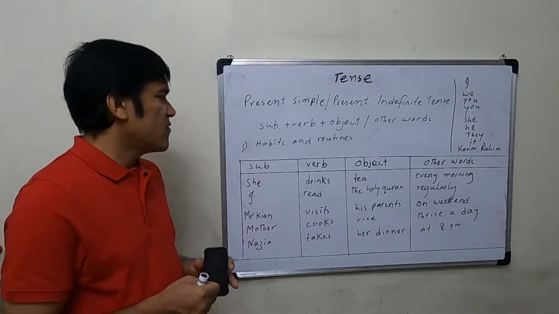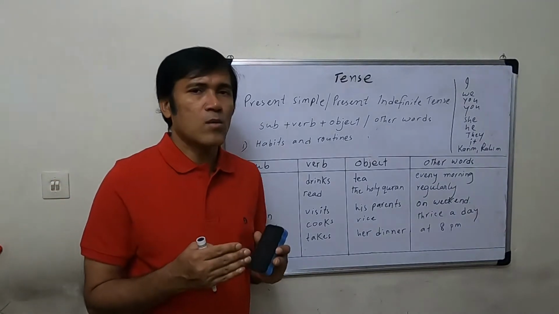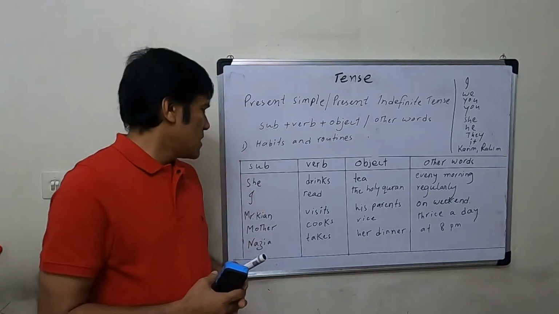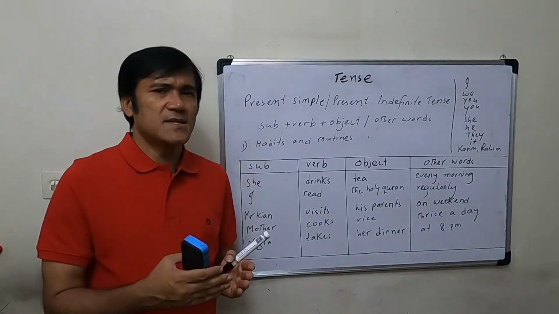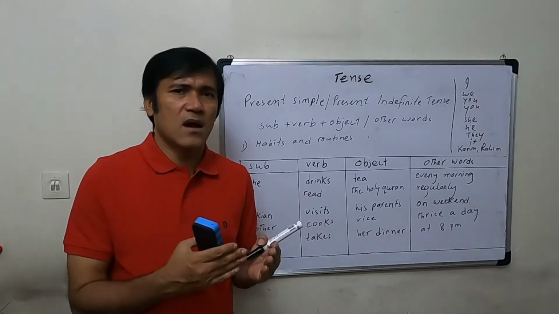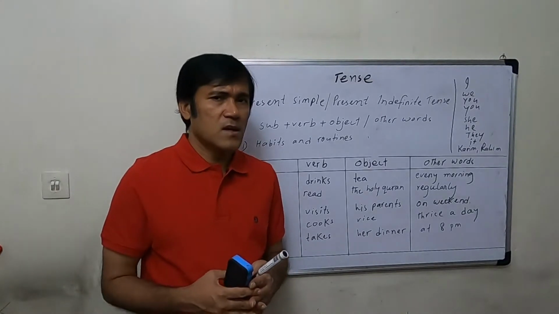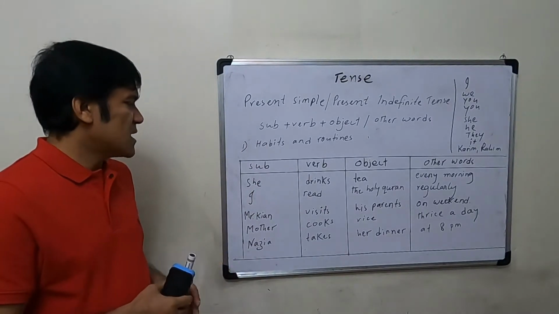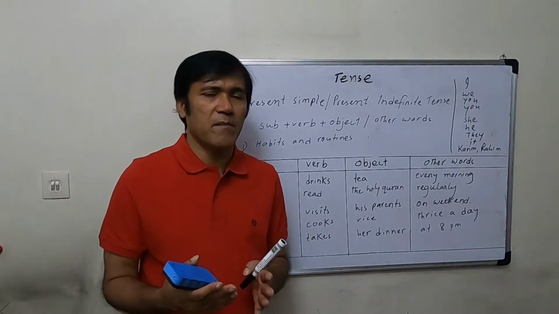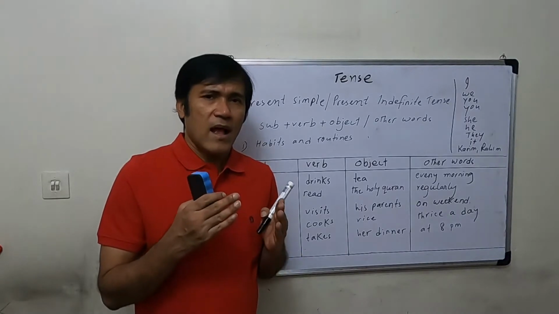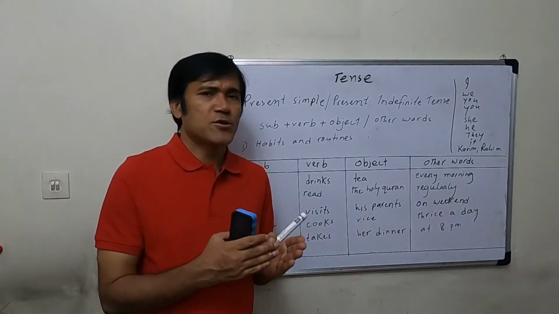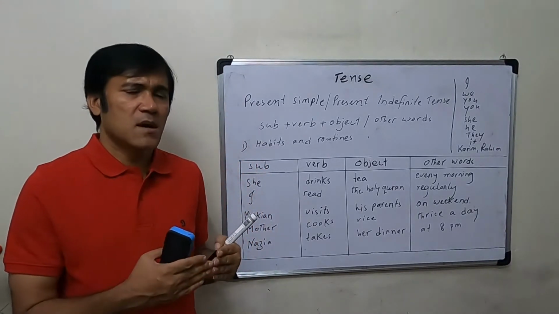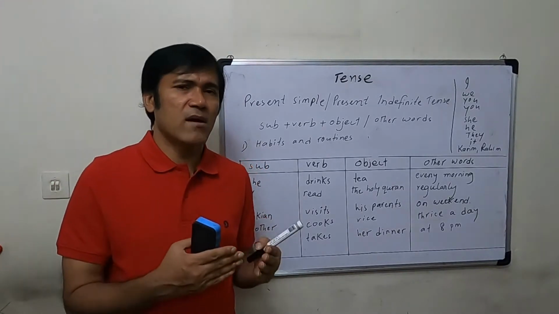Then Mr. Kian visits his parents on weekends. This is his habit. Then mother cooks rice thrice a day. This is her regular work. So this is present simple tense. Then Nazia takes her dinner at 8 p.m. Every night at 8 o'clock she takes her dinner. So this is present simple. This is her habit.